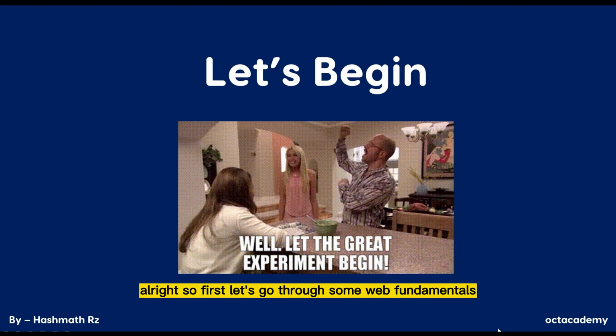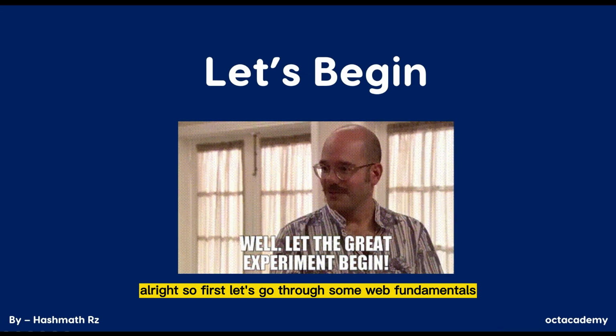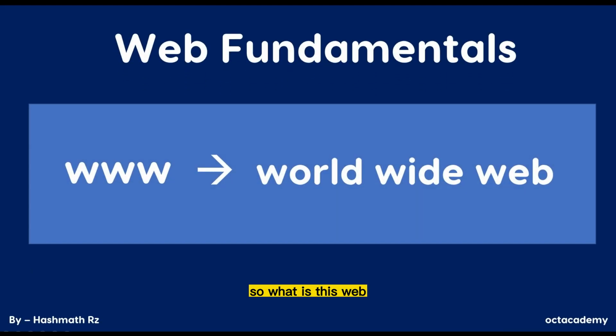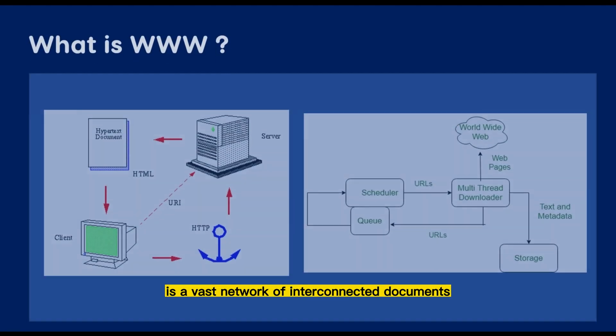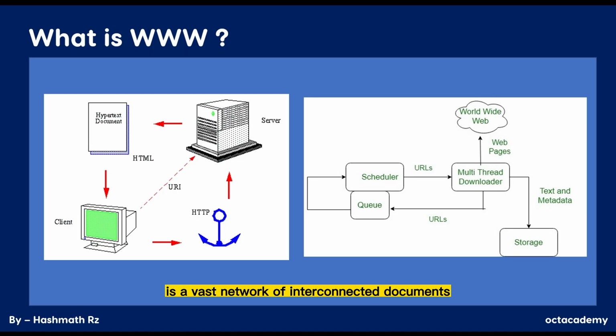Alright, so first let's go through some web fundamentals. So what is this web? The web or the World Wide Web, WWW, is a vast network of interconnected documents and other resources that can be accessed through the internet. This is a system of interconnected documents and other resources linked by hyperlinks and URLs, which allows users to easily access information and interact with each other online.